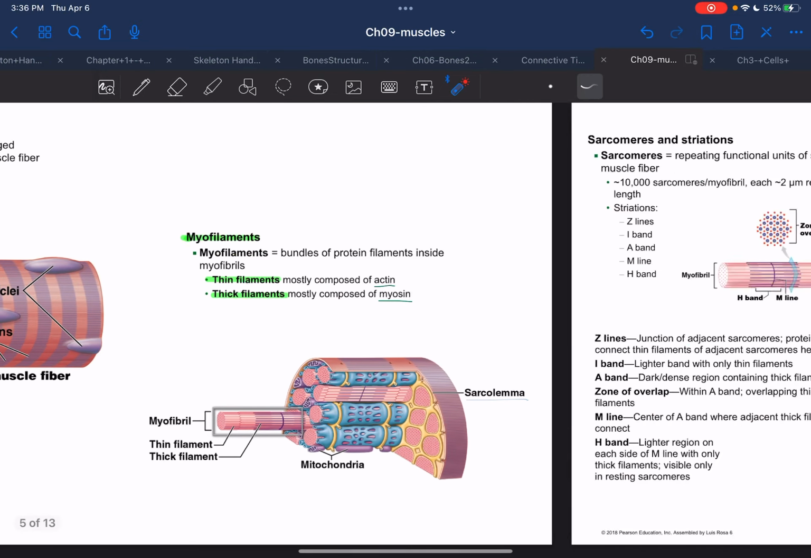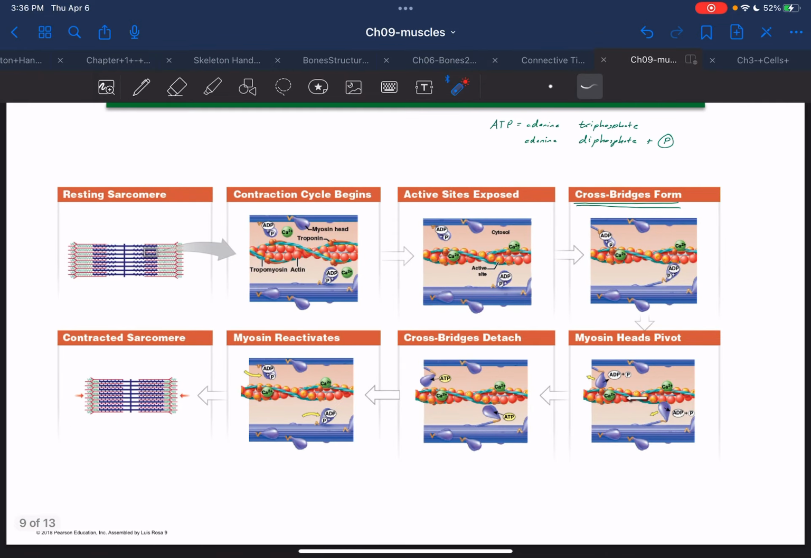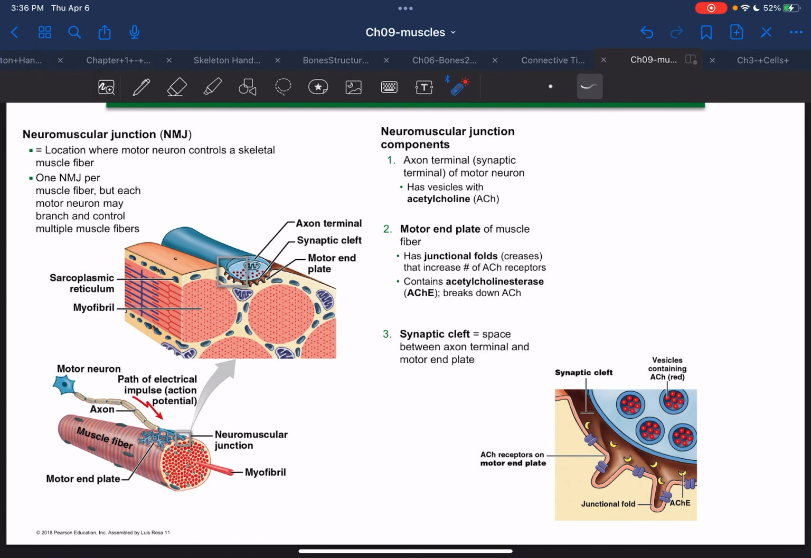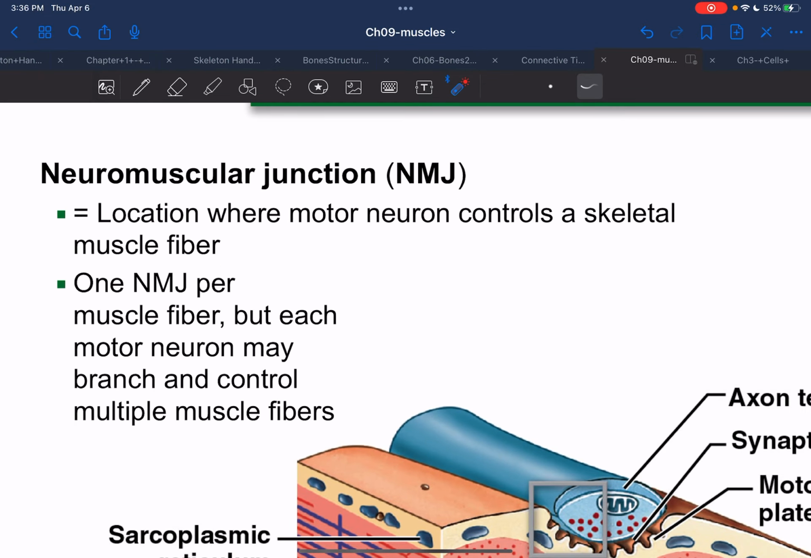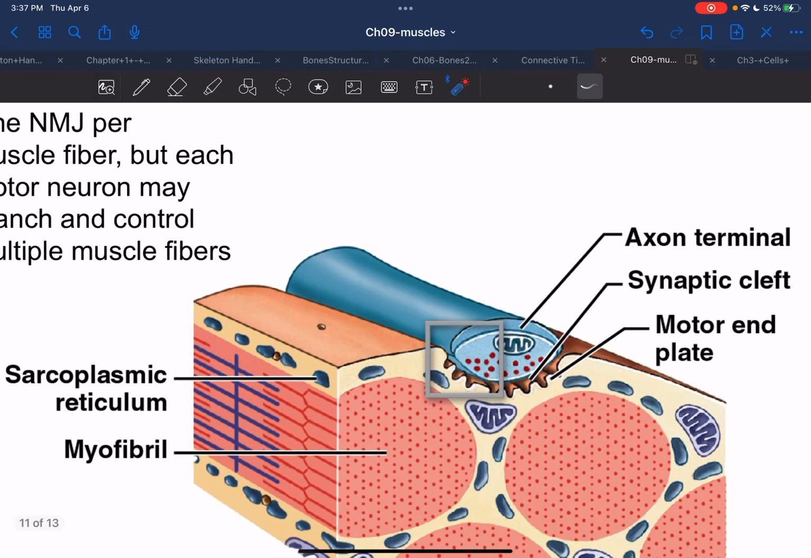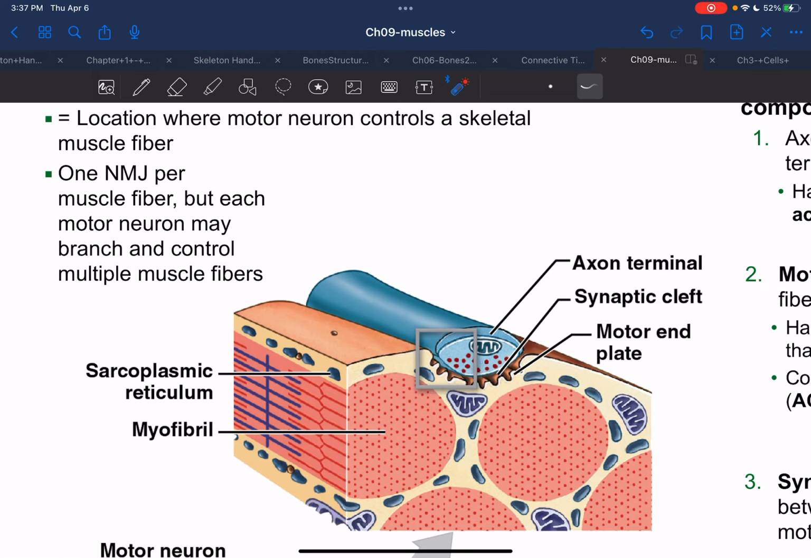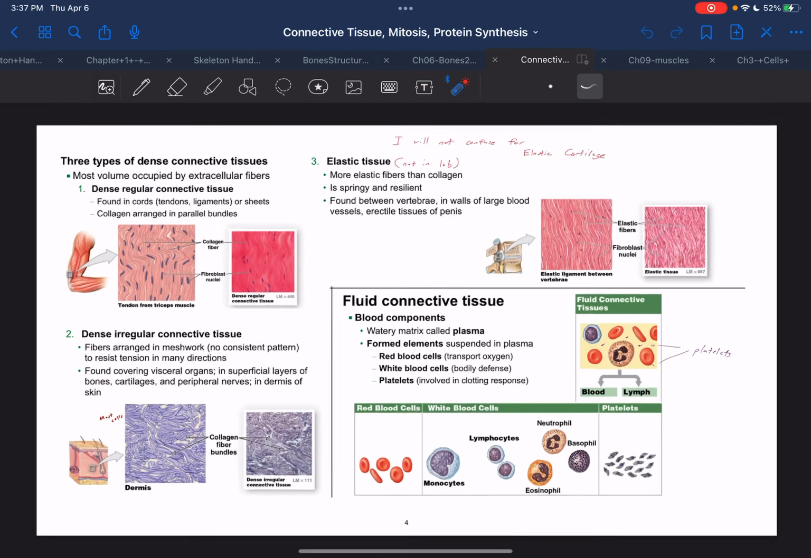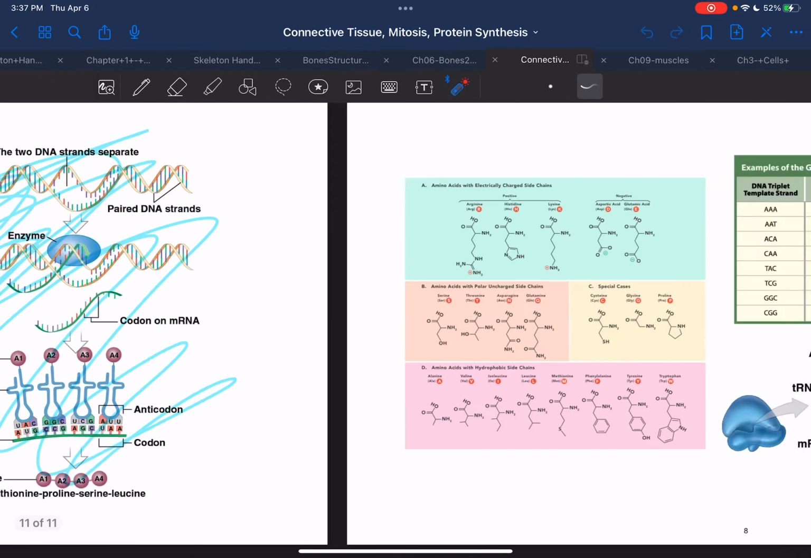So the topic now is what caused the calcium release? And the answer is going to lie with the neuromuscular junction. The neuromuscular junction, this axon terminal. If we go back to our connective tissue chapter, we already learned this slightly.